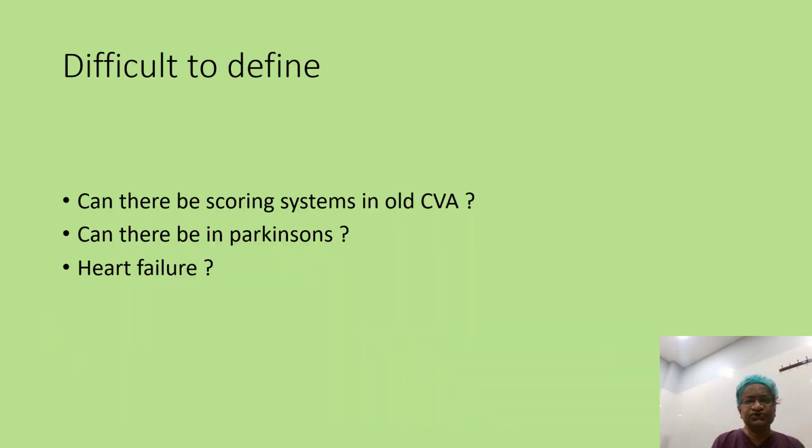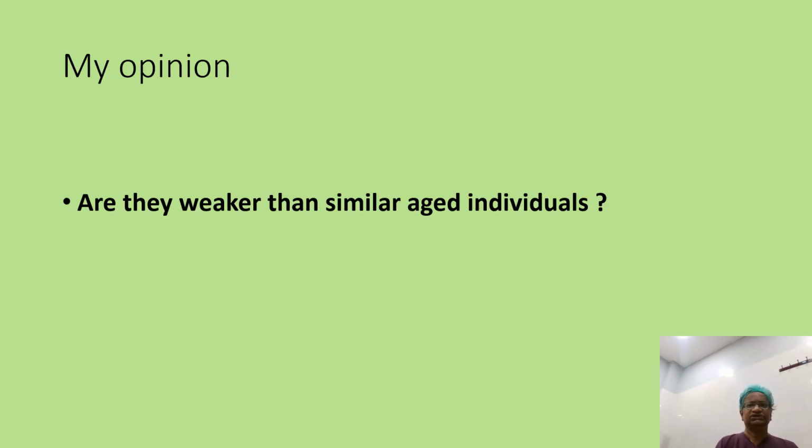It is very difficult to score. He may not be frail, but he may have an old CVA. He may not have good grip strength. He may have some Parkinson's. He may have some heart failure. So it is very difficult to define in these patients how frail they are.